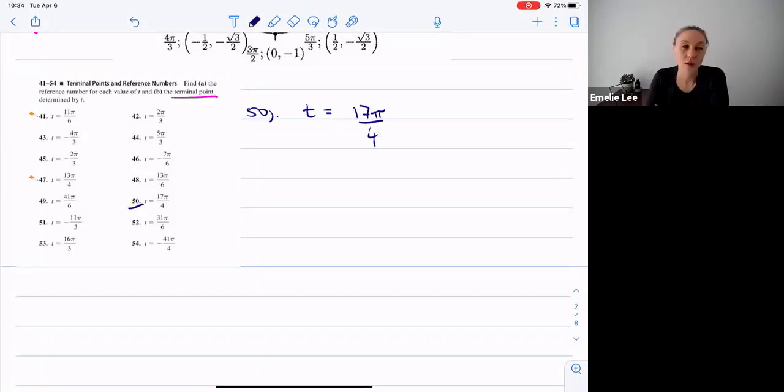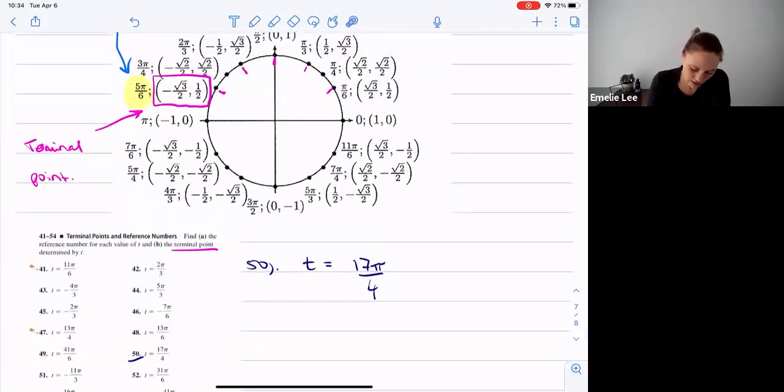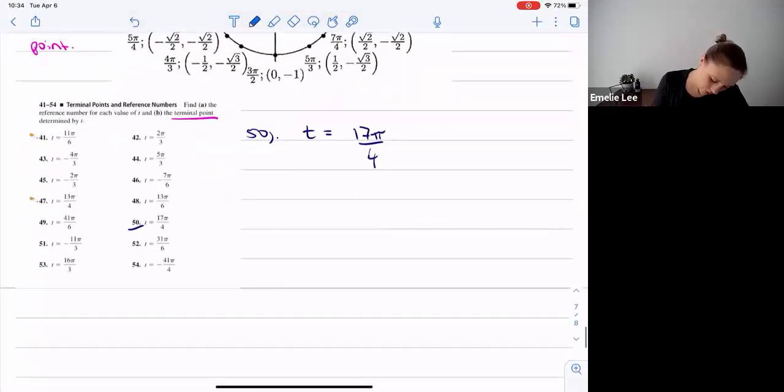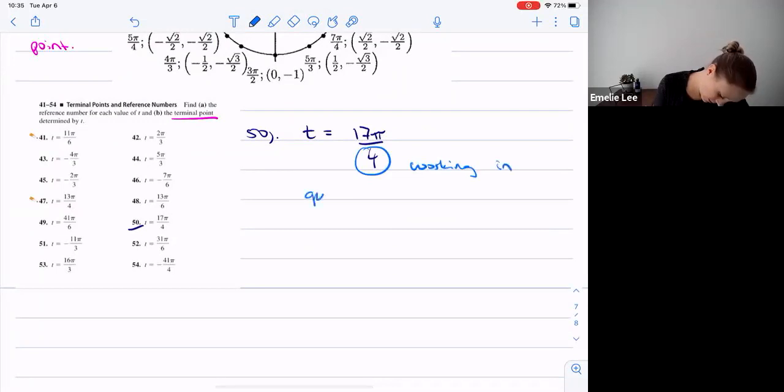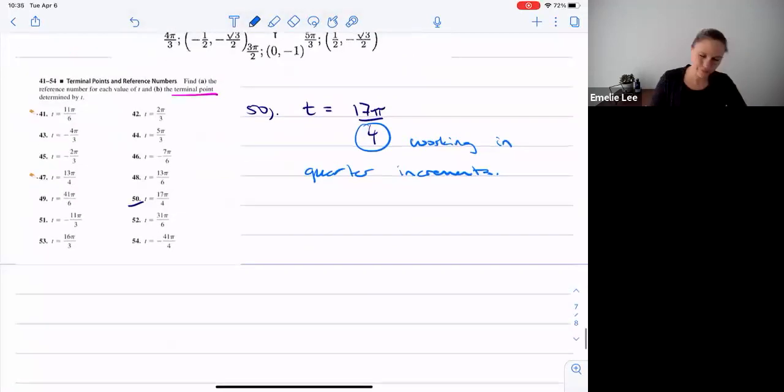So what can we do? Well, I would say the easiest thing you can do is to, again, use the unit circle, right? Making sure, okay, because I'm moving in over 4 increments, I'm now working in quarter increments. So what can I do? Well, 17, I could go 17 quarters, tick, tick, tick, tick, tick, tick, tick, tick, tick.